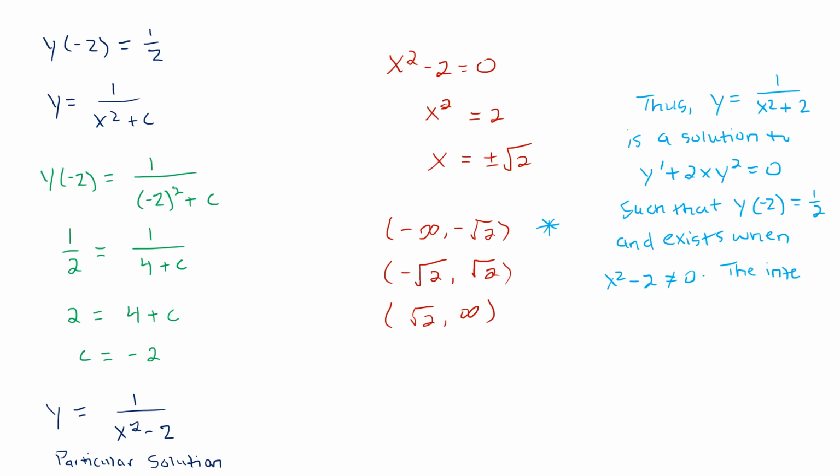The interval of existence is negative infinity to negative square root 2. Okay, and that is our answer. Awesome.